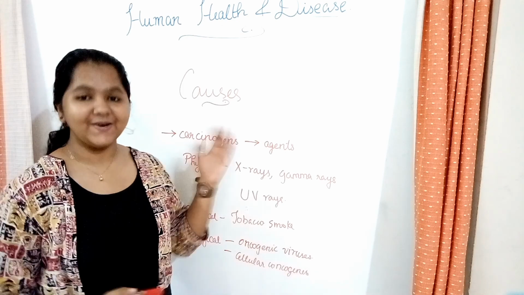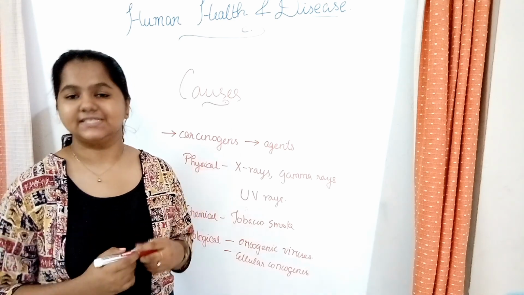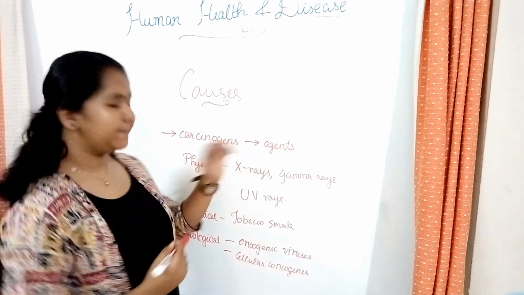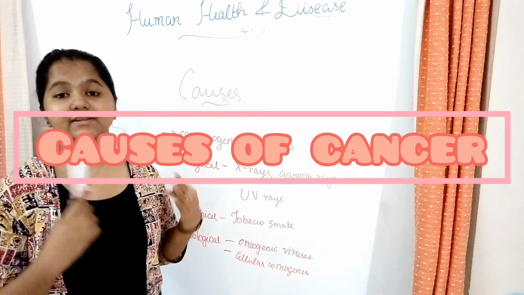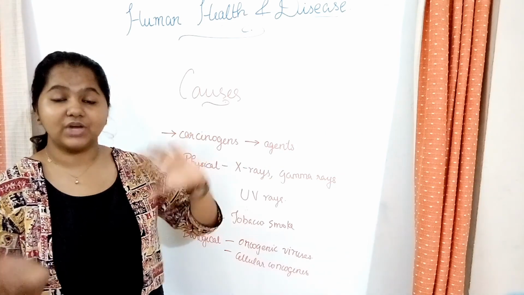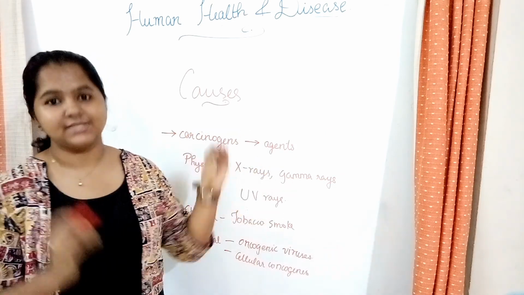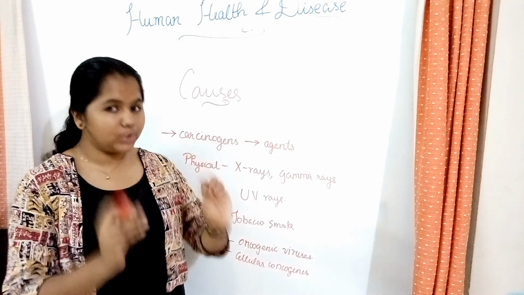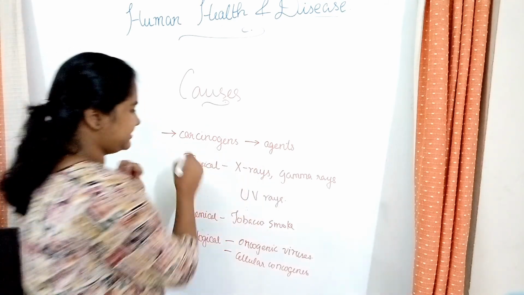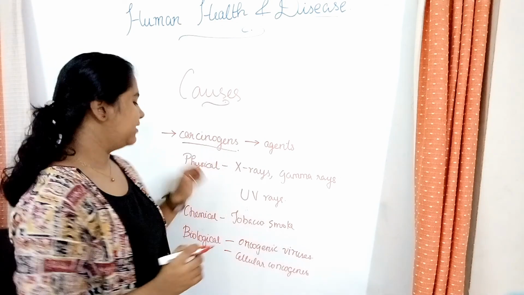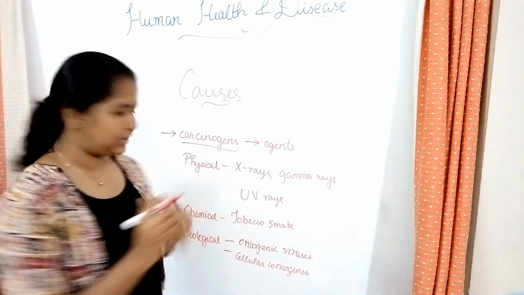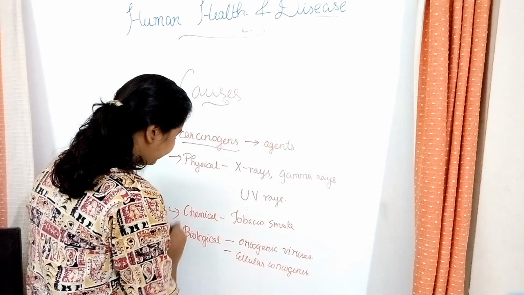So the causes of cancer. Let's first discuss what carcinogens are. There are some biological, physical and chemical agents that convert or transform normal cells to cancerous cells. Those agents are called carcinogens. So these are the agents that spread cancer. First we'll discuss each of them: physical, chemical and biological.